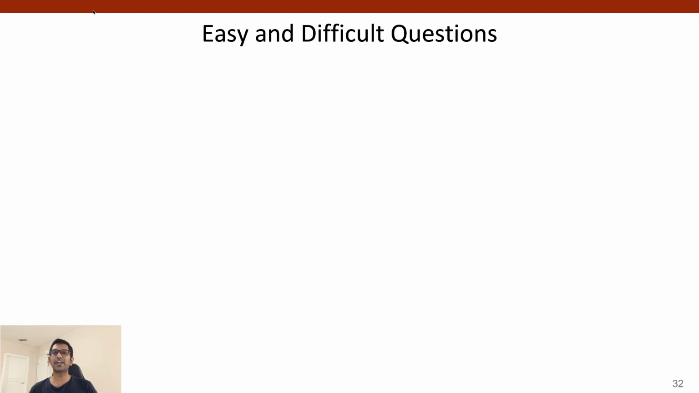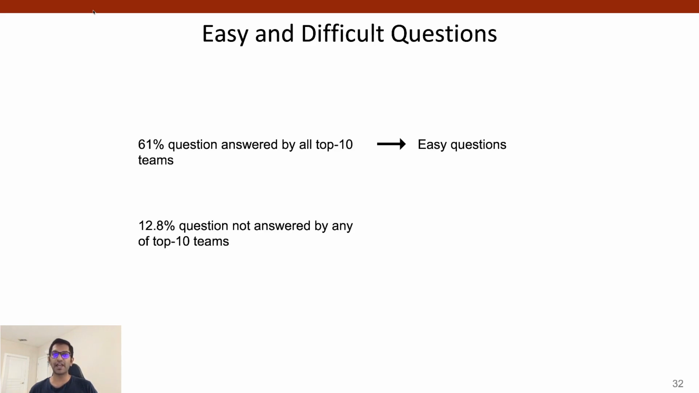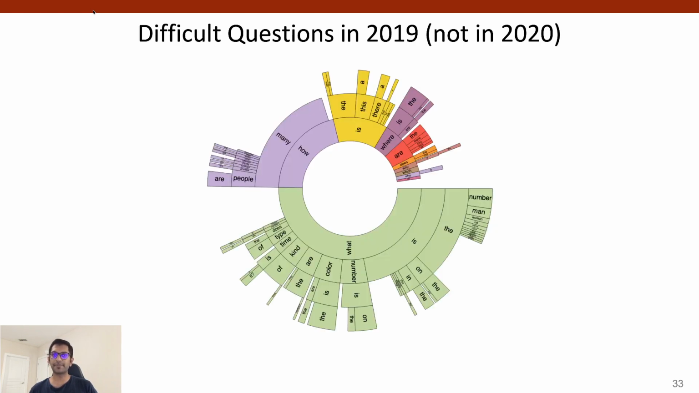We also found that 61% of questions can be answered by all top 10 teams. We call such questions easy questions, and 12.8% of questions could not be answered by any of the top 10 teams. We call such questions difficult questions. Note that this percentage was 15.4% for last year's challenge. So the 2.6% of questions that were difficult for models are decreasing over the course of years.